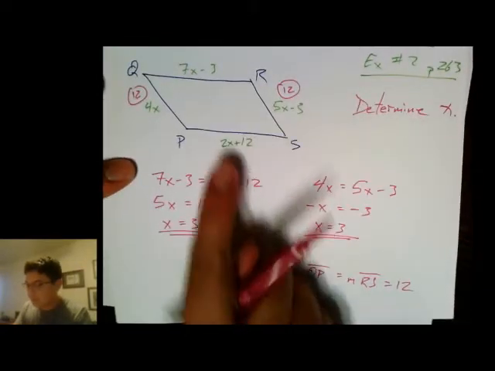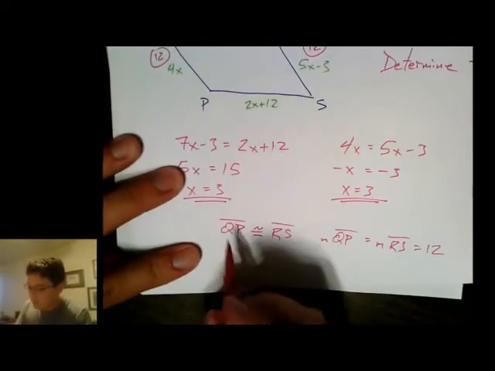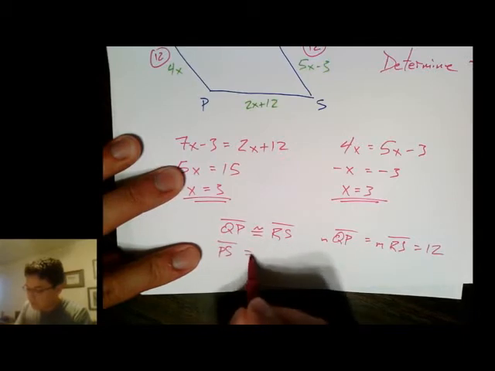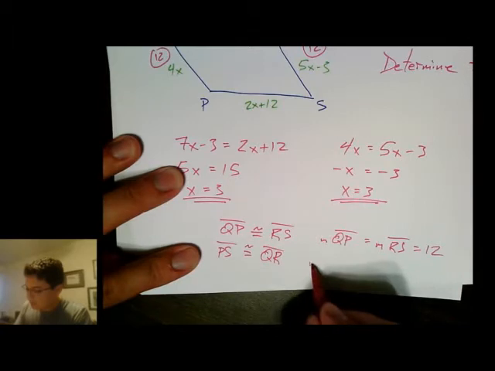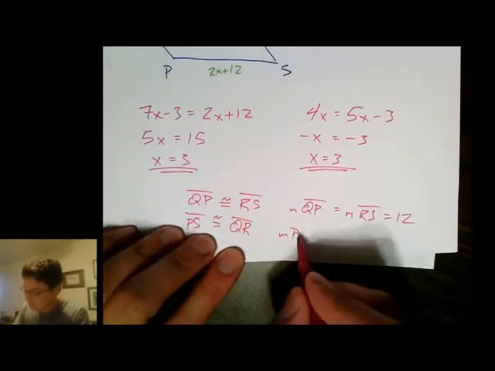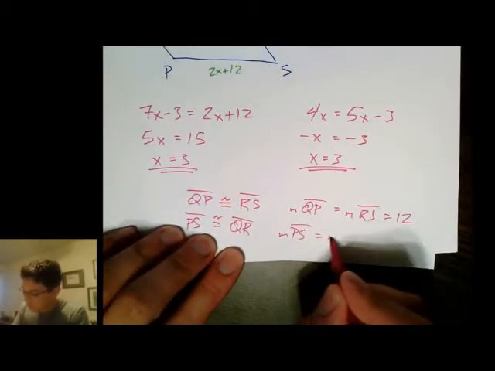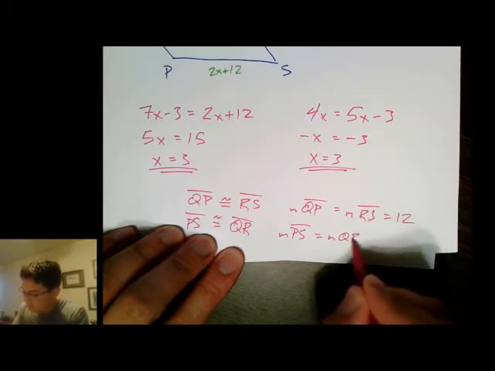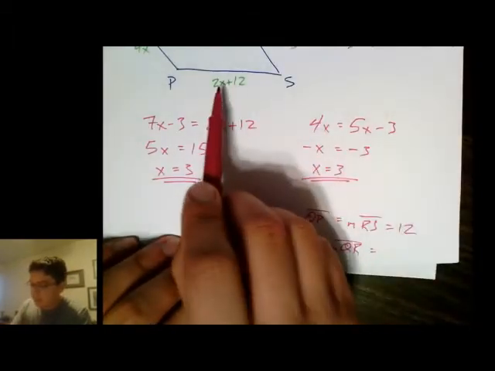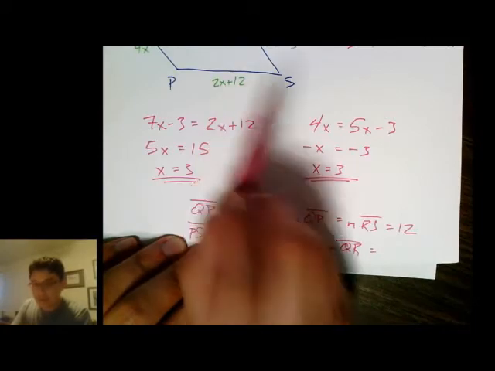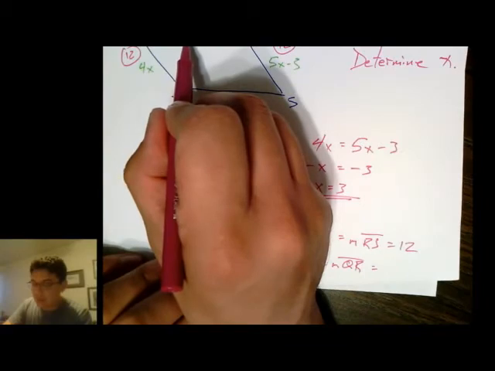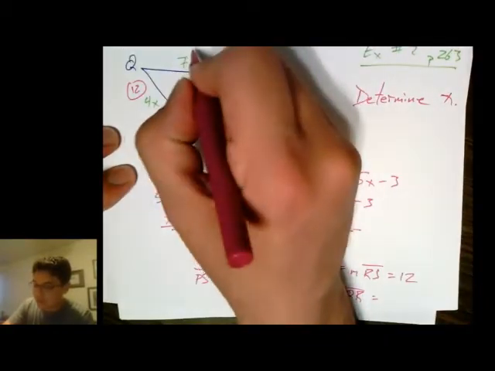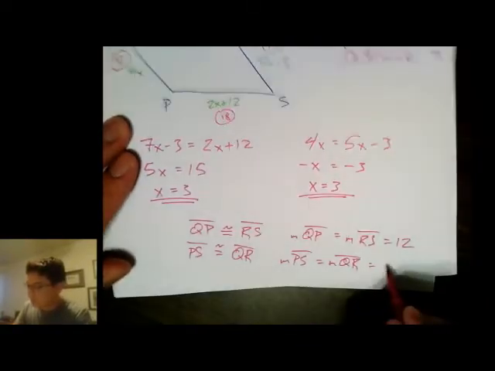Likewise, we'll do the same thing here. We'll plug in 3, so we have PS will be congruent to QR. So the measurement of PS will be equal to the measurement of QR. Plug in 3. 2 times 3 is 6. 6 plus 12 is 18 for this side. 7 times 3 is 21. 21 minus 3 is also 18. So that gives us all of our measurements, and we are able to find all of our side lengths there.